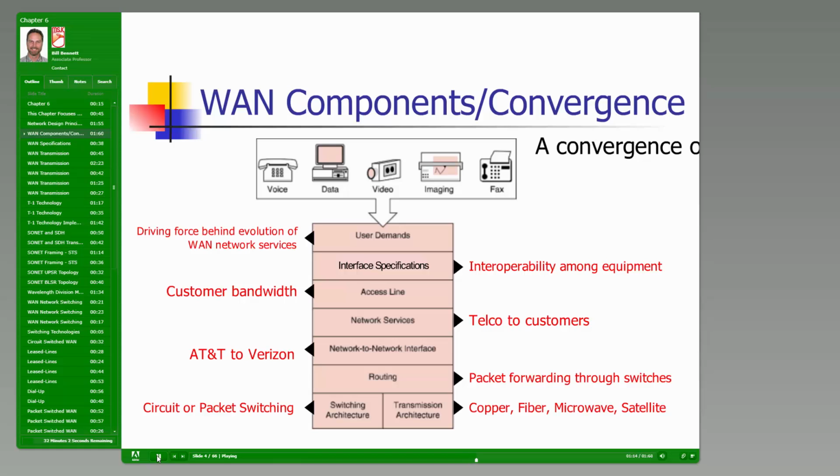Network services, what types of services will be supported by the WAN provider. Our network-to-network interface, that's going to dictate the types of equipment that we're going to have when we make the connection from our local area network to the wide area network service. Routing, we need to be able to forward data from various locations to other locations within the organization. And so also our switching architecture and our transmission architecture are going to be important. Is it circuit switching, packet switching more than likely, and then the various transmission architecture methods that we have. So we'll talk about things like SONET technology and T1 technologies here in a little bit.